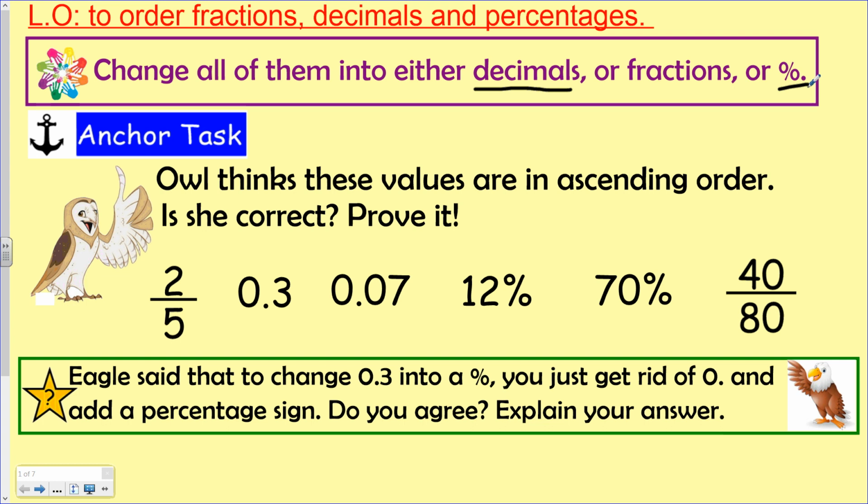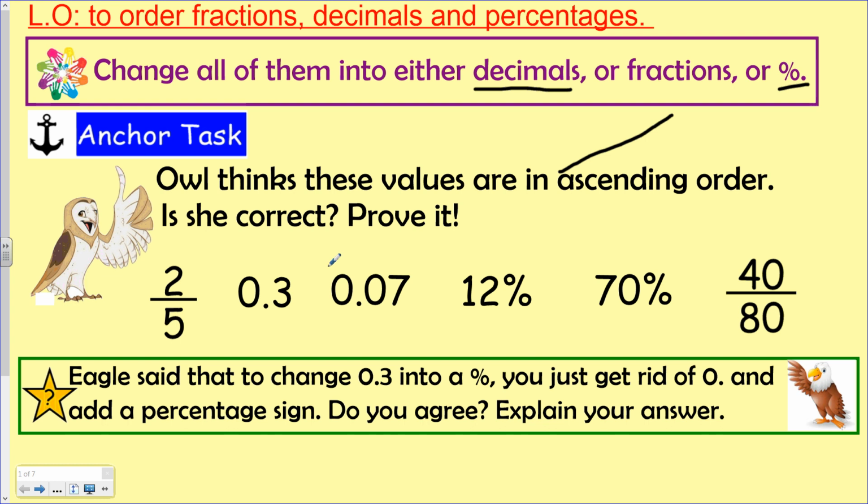So let's have a look at the actual question. Al thinks that these values are in ascending order. That means going from smallest to largest, okay? So it means like ascending the throne, to go up. Is she correct? Prove it. So she's gone 2/5, 0.3, 0.07, 12%, 70%, and 40/80ths.